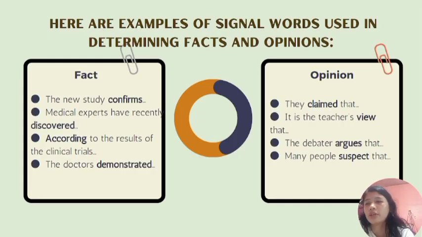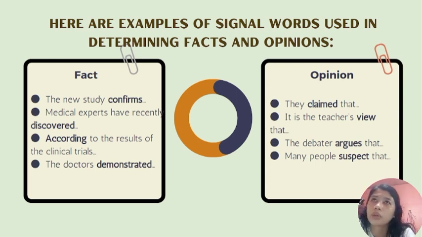Next, listen carefully. Here are examples of signal words used in determining facts and opinions. On one side you can see fact, and on the other side you can see opinion. For fact, the first example is: the new study confirms. The letters in bold are called the signal words, which is a technique.